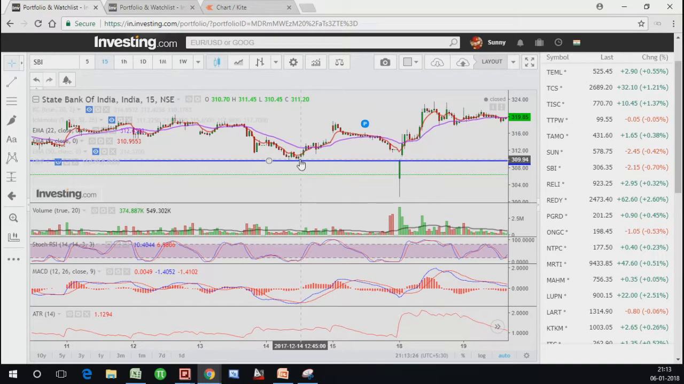Somebody who has sold in this area, this trade has taken place and it started moving up. That person would be thinking, oh, I should have been a buyer instead of a seller. The buyer who bought at this place is happy. Oh my god, the direction is what I anticipated. Now I'm correct.